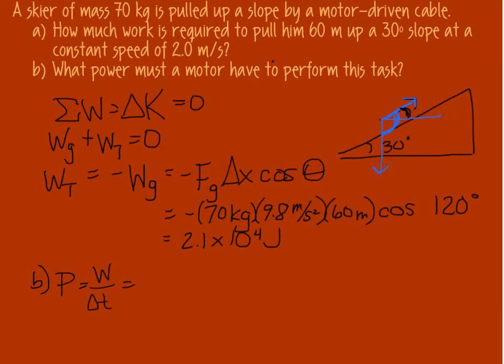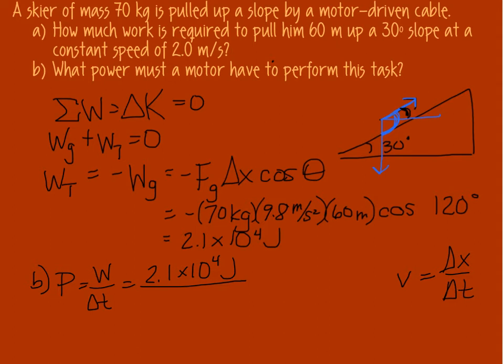We already know the work, 2.1 times 10 to the 4th joules. We don't have a time yet, though. However, that's fairly simple to calculate. Because we have a constant speed, which means no acceleration, I'm allowed to use the equation that velocity is displacement over time.